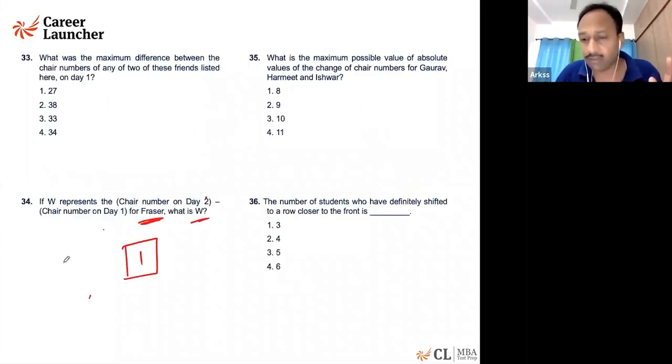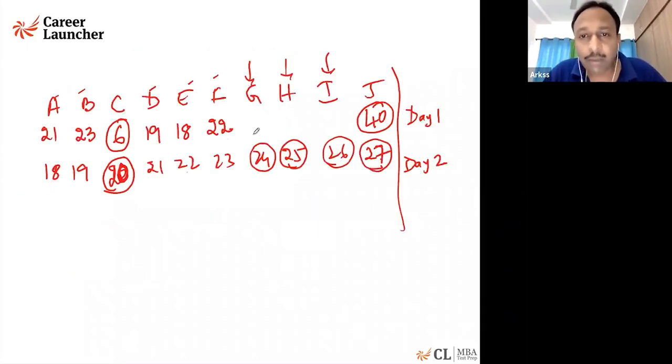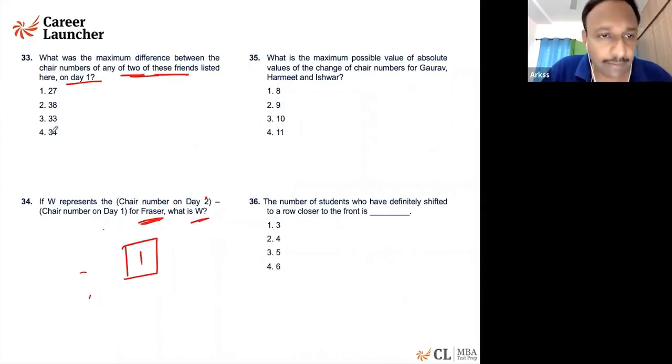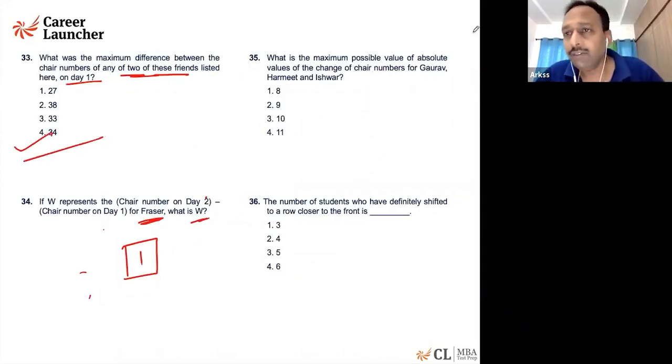Let's look at question number 33. What is the maximum difference between the chair numbers of any 2 of these friends listed on day 1? So here you can say 23, 24, 25, whatever. The maximum difference in any 2 friends clearly has to be 40 minus 6. We also look at this.